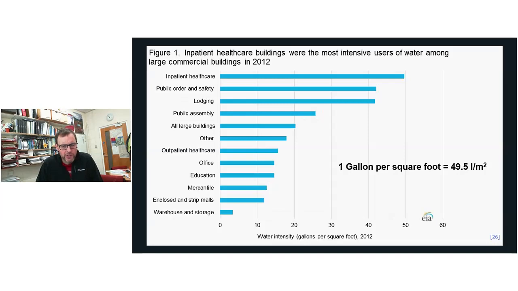So this research is from the States, so this is why the units are in gallons per square foot, which I just can't get my head around. So 1 gallon per square foot is around 49.5 litres per metre squared. And you can see here, if you look at it in those terms, it's healthcare which is the big user, and that's because of all the work to keep the place nice and clean, and also the work to do the laundry and all the rest of it as well in these buildings.